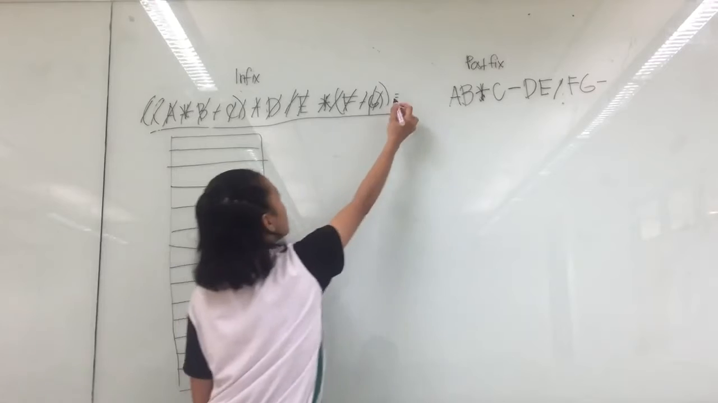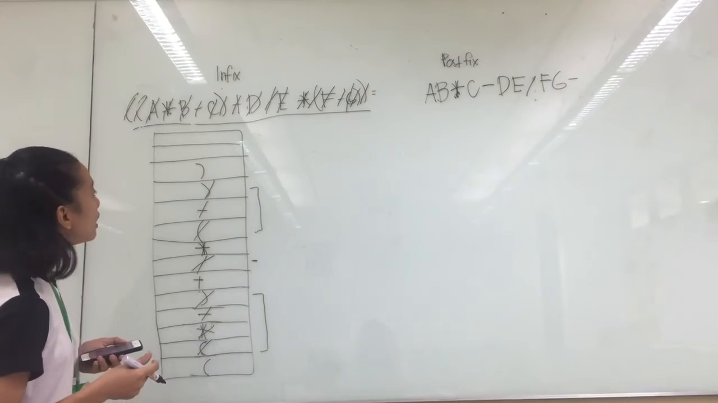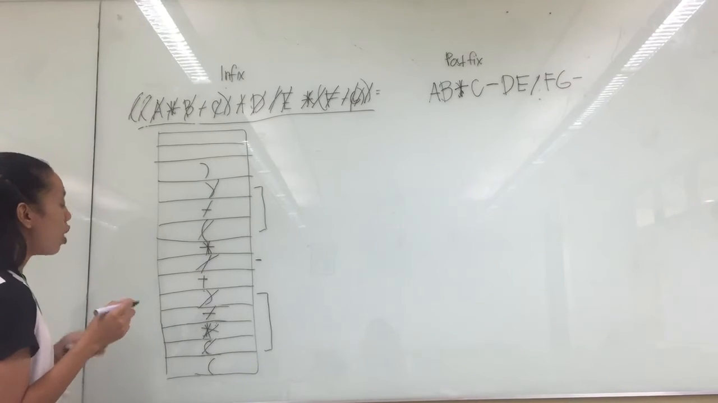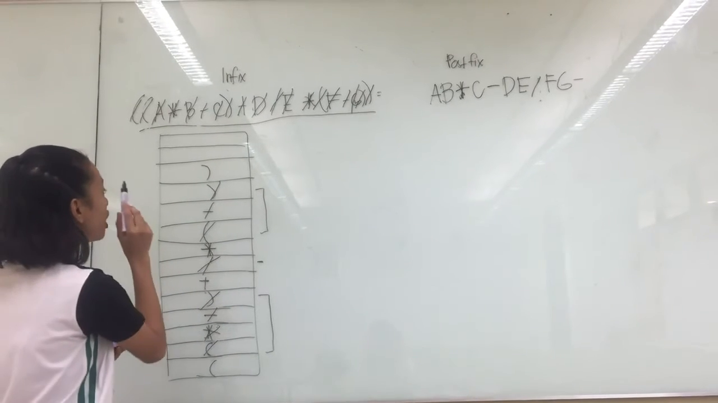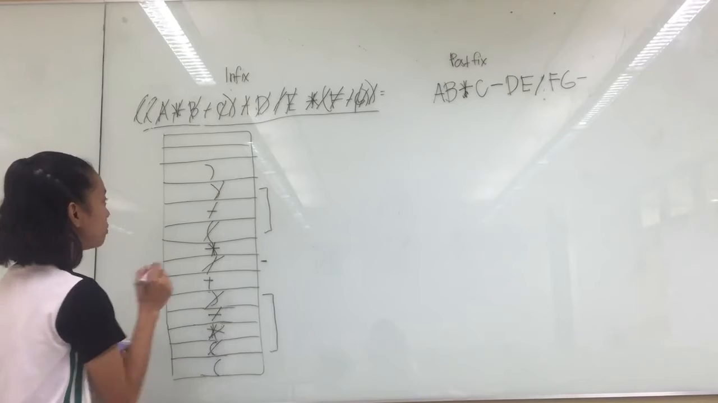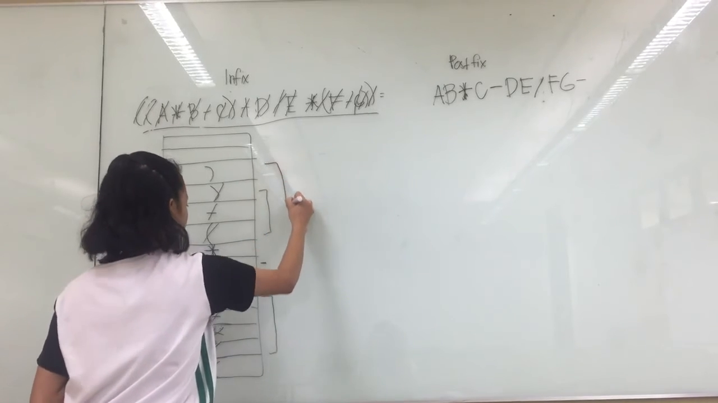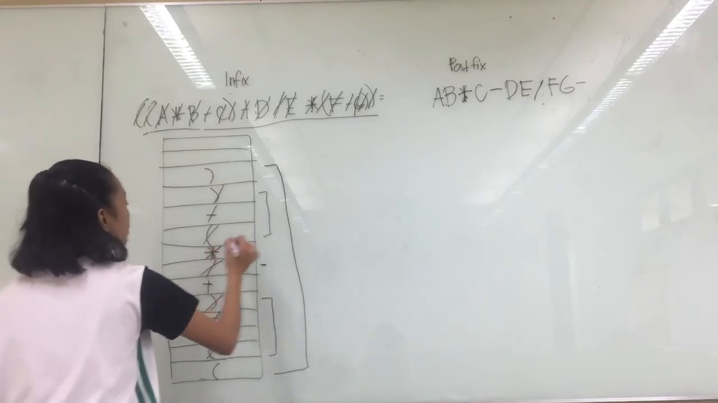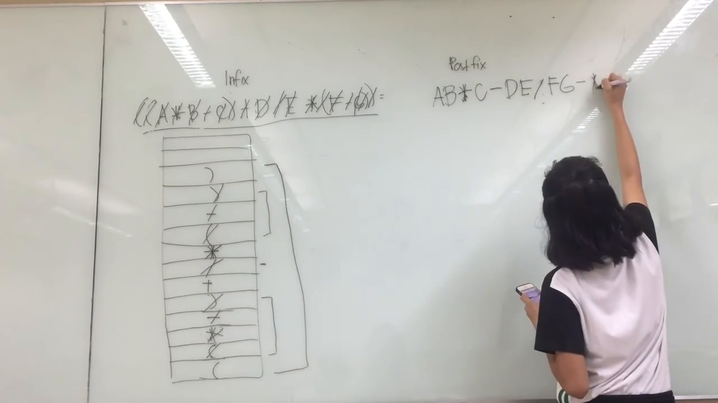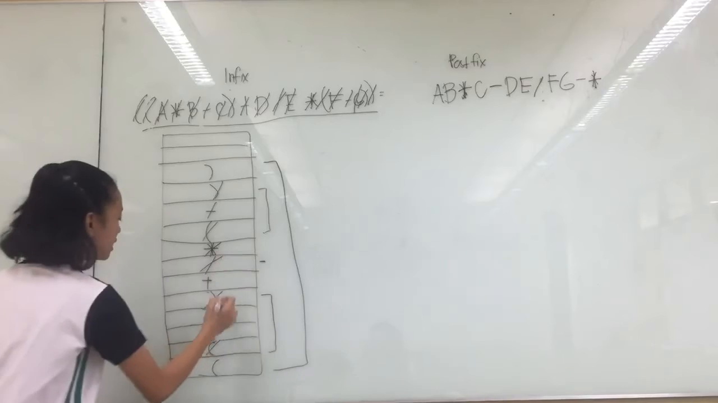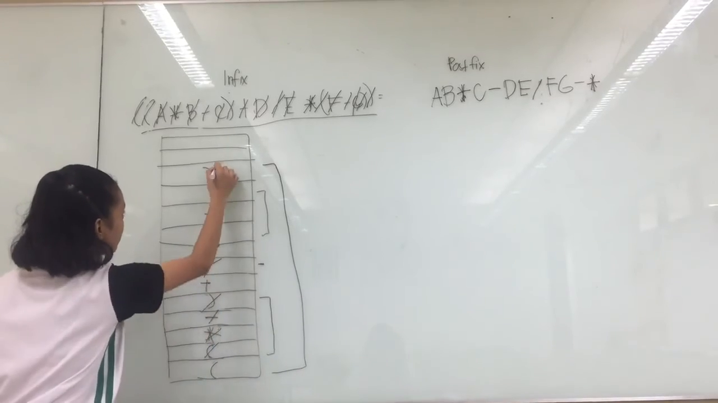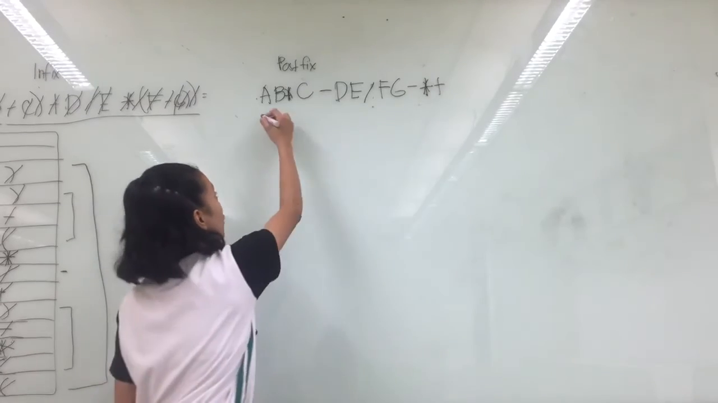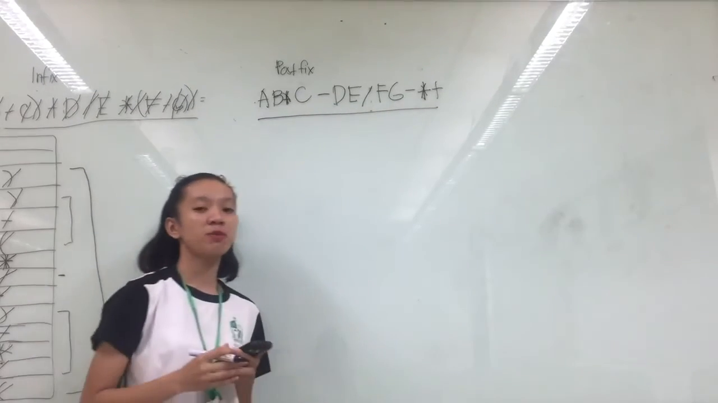Next is close parenthesis. Since the last is the close parenthesis, all the operators or symbols between the open and close parenthesis should be popped. First is multiplication, and last is addition. Then that's it. Since we have the postfix notation, we can create the expression tree.